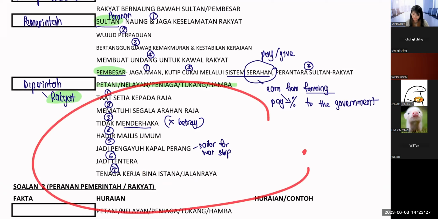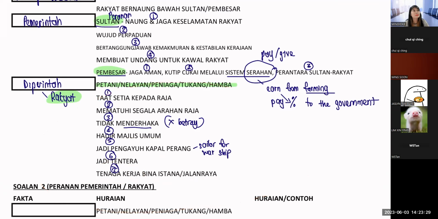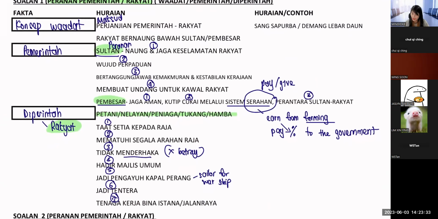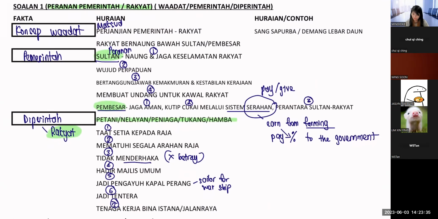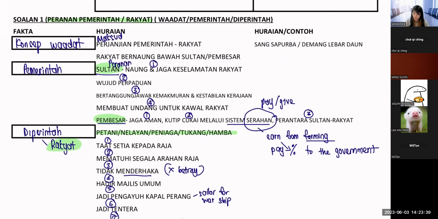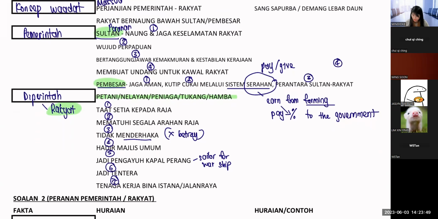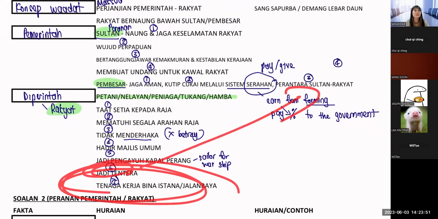Okay. Any question until here? Yeah, you can actually say that, teacher, hey, the pembesar only got 3. You can add one more lah. You can add one more, which is what? Pembesar also provide the guys to become the soldiers.